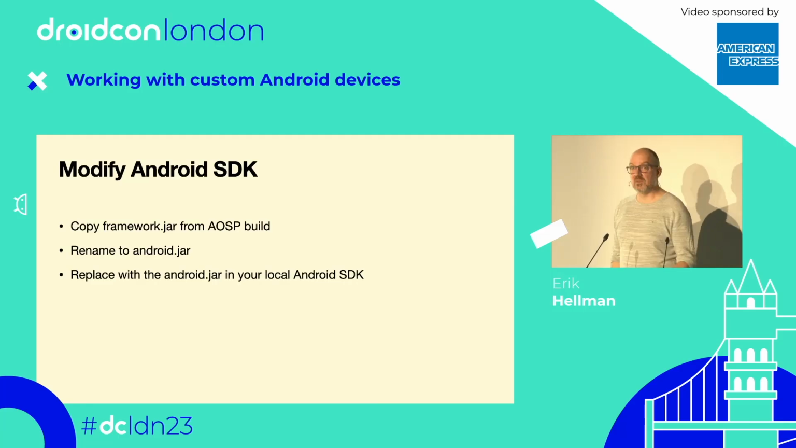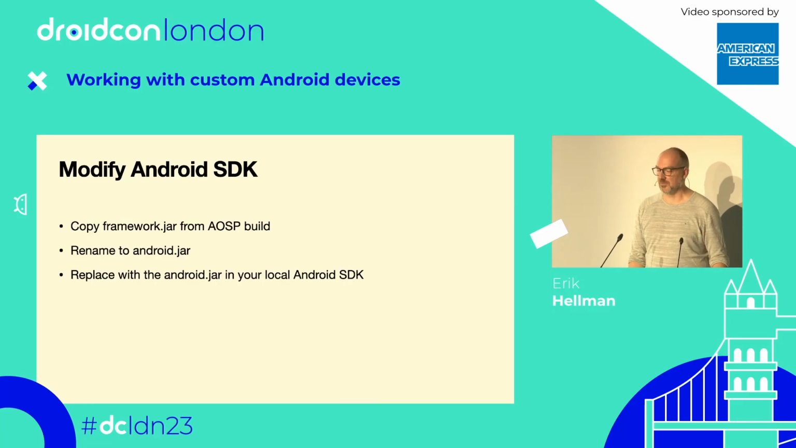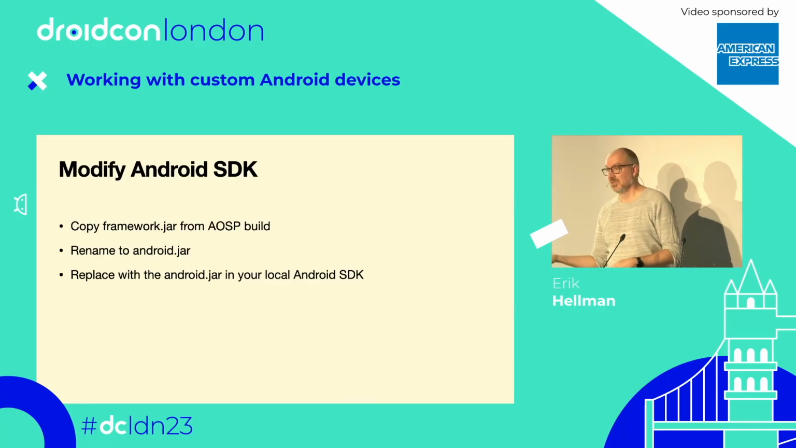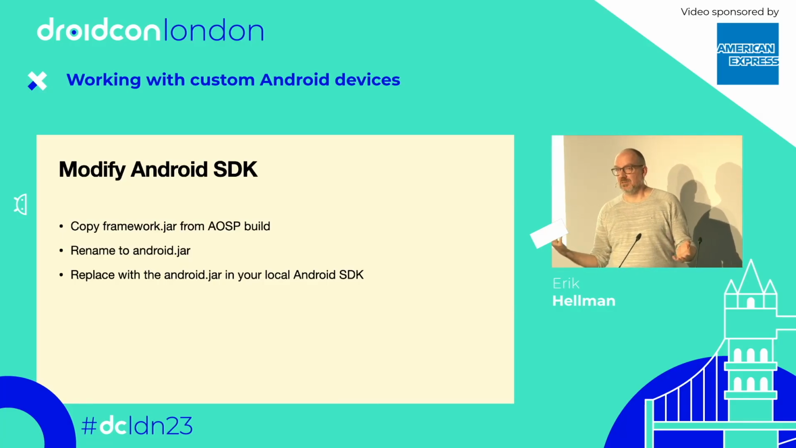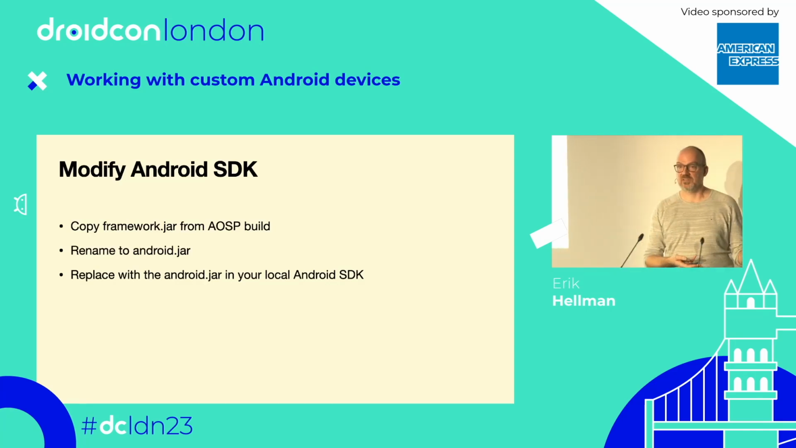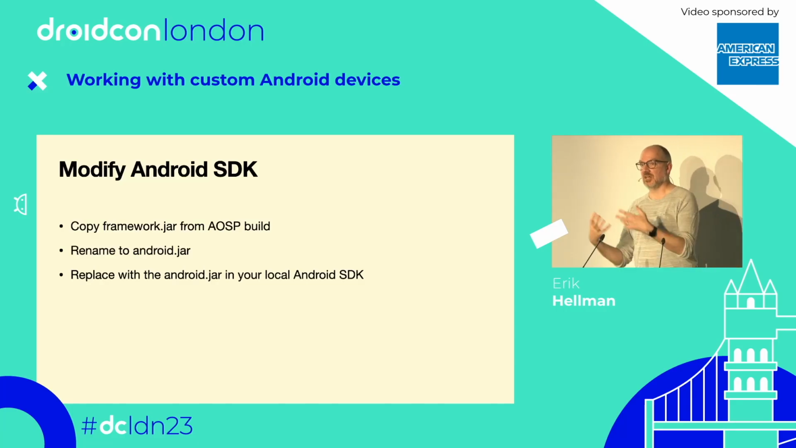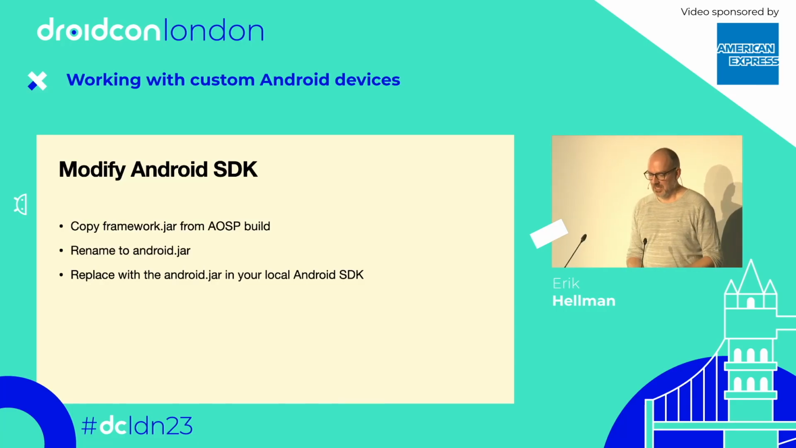Modify the Android SDK. This is popular, especially if you're only working with Android Automotive and such. You take the Android jar from the AOSP build, and then you just replace the one in your local Android SDK with this file. Also fine if you don't have any other projects, but most of us have some hobby projects, and now you're modifying your local installation, and it's going to be overwritten if the SDK is updated. So it has its downsides as well.